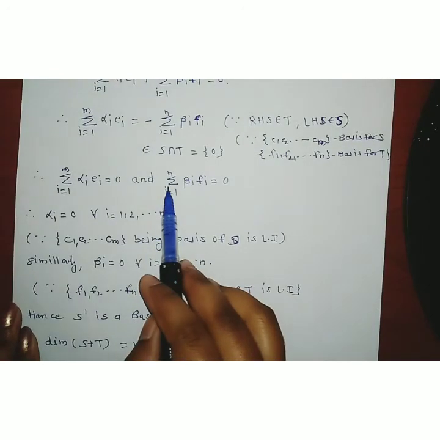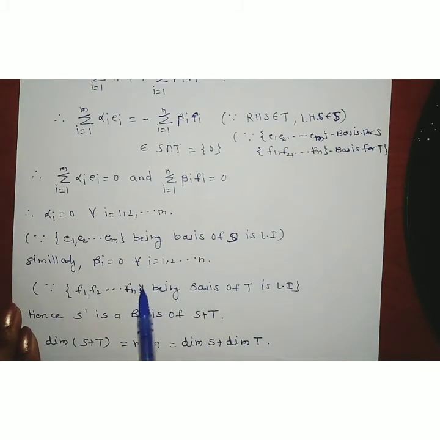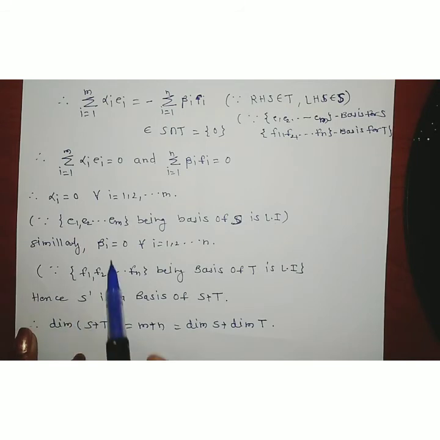Similarly, as summation beta_i f_i is equal to 0, we have beta_i equal to 0 for i running from 1 to n. And why is this possible? Since f1, f2, fn is a basis of T and it is linearly independent, we have beta_i equal to 0 for i running from 1 to n, and hence S dash forms a basis.